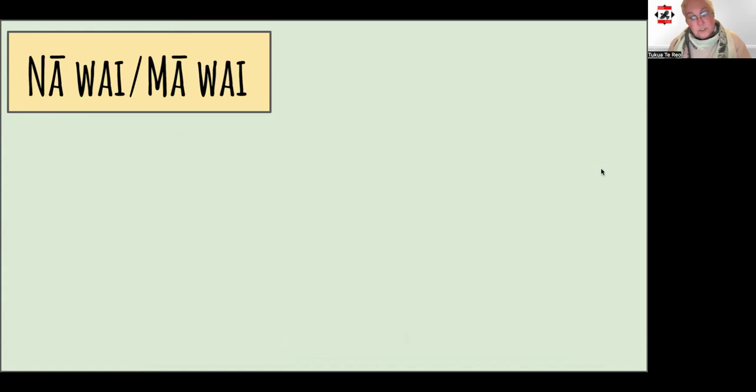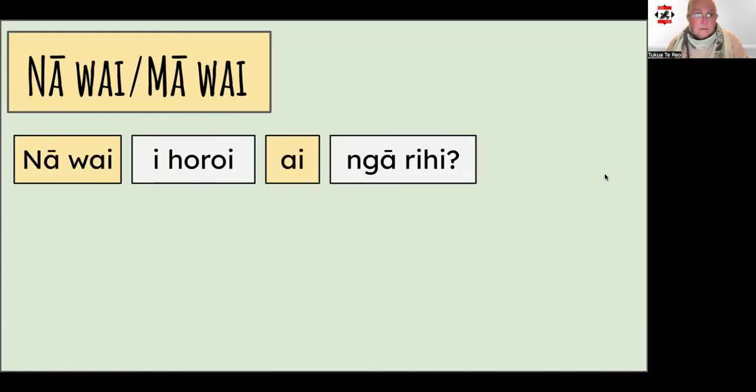Next up, we've got the structures using nāwai and māwai, which we've encountered in the past to mean who did and who will. Here's an example of how this works, starting with nāwai. Nāwai i horoi, and then i, followed by the thing the action has been done to. Nāwai i horoi ngā rīhi. What we're literally asking is, who caused the dishes to be washed? Or in more natural English, who washed the dishes?